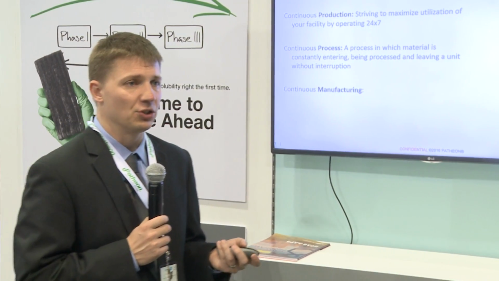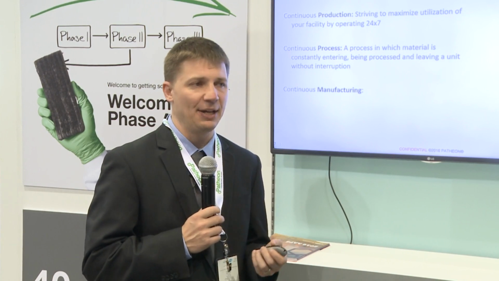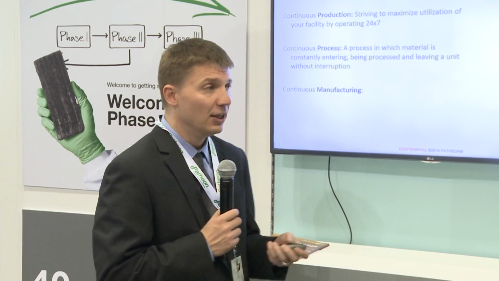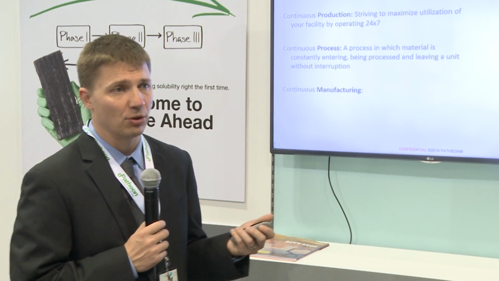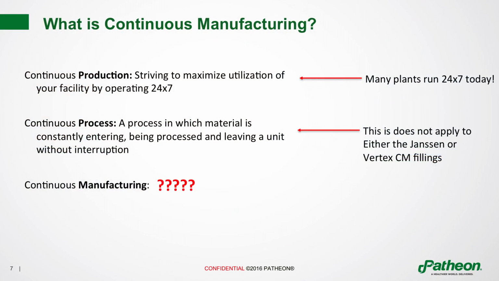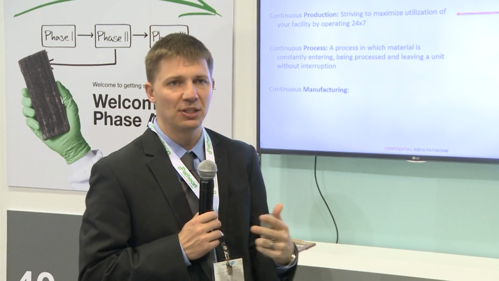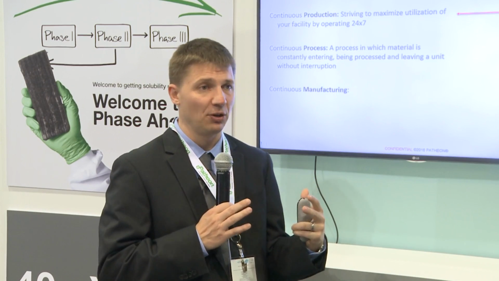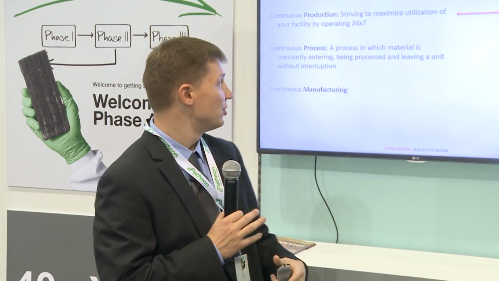Continuous production is striving to use your plant's capacity 24 hours a day, 7 days a week. This is the way we actually run a lot of the pharmaceutical plants, if not most of them today. So that's not what we're talking about when we say continuous manufacturing. A continuous process is a process in which material is being fed in, processed, and fed out all at the same time. This is in contrast to a batch process where material is dropped in, processed, and then dropped out again.